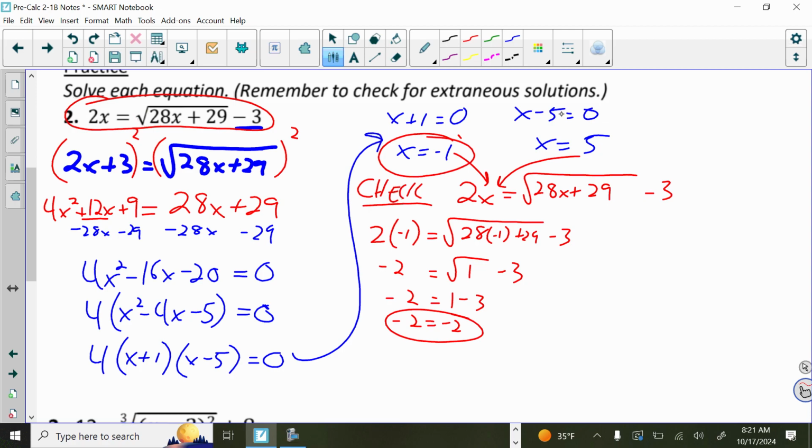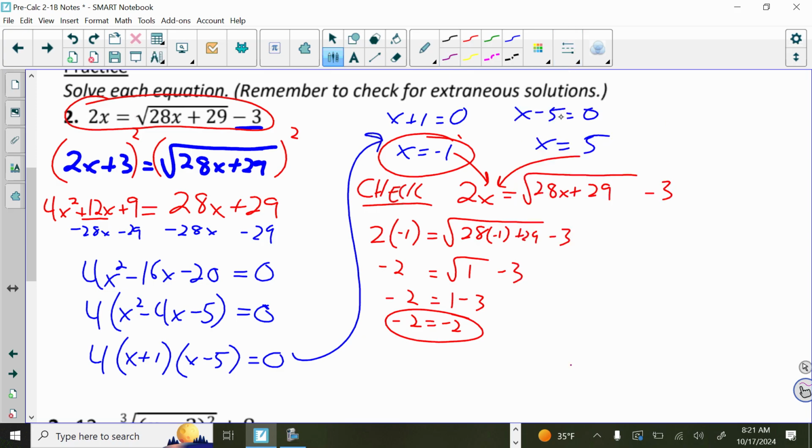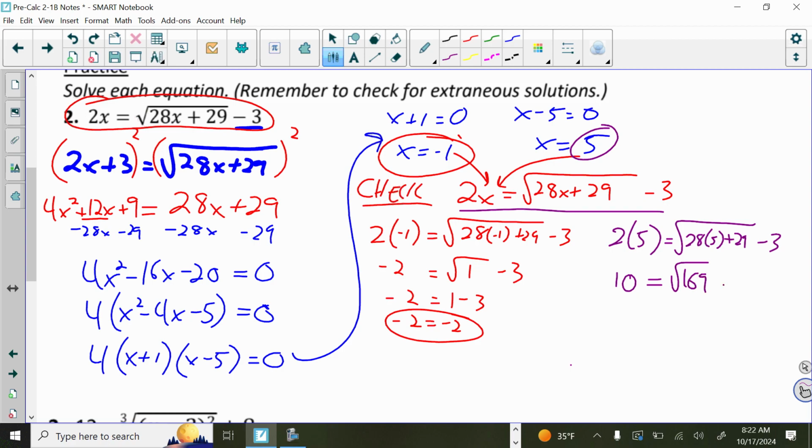So let's check 5 now. We've got to check the other one as well. So using the same equation, I'm going to plug in 5 now. So 2 times 5 equals the square root of 28 times 5 plus 29 minus 3. Okay, so doing that math, I'm going to get 10 on the left-hand side. On the right, 28 times 5, I believe, is 140, and then plus 29, I'm going to get the square root of 169 minus 3. So that's going to be 13.